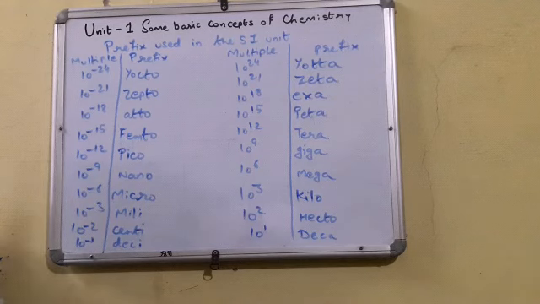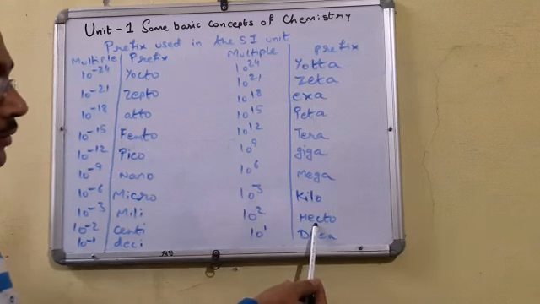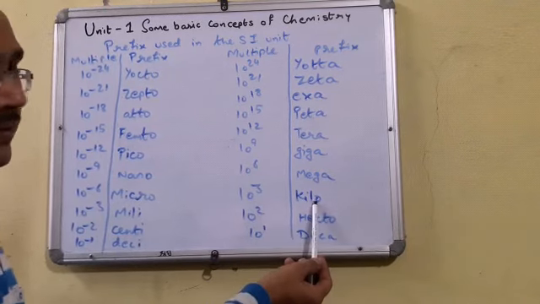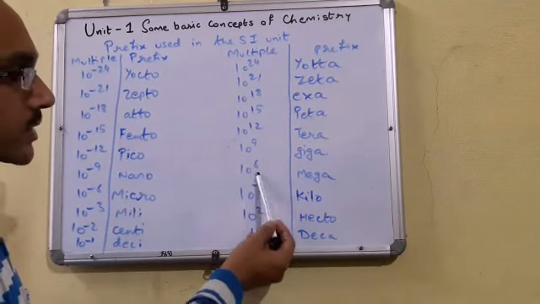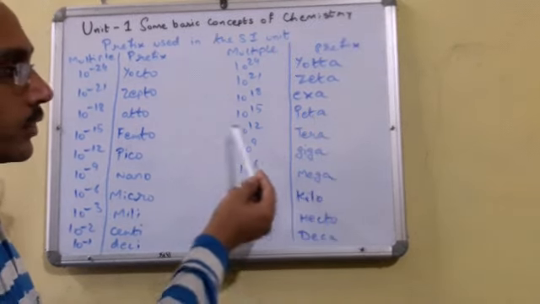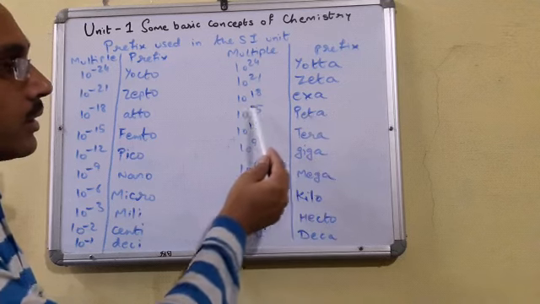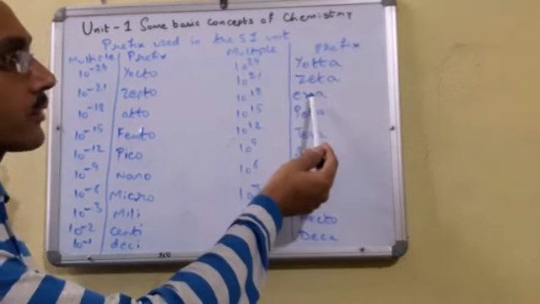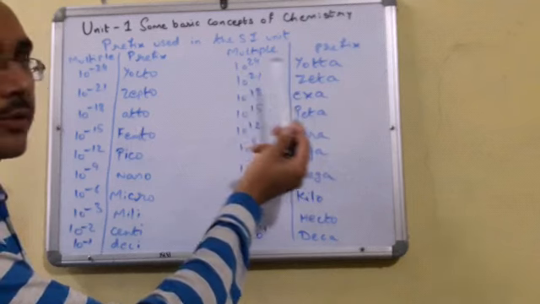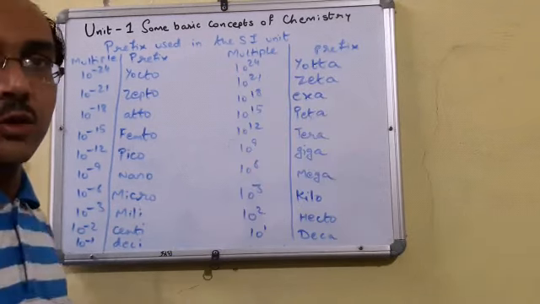Now students, see the different prefixes that we use in SI units. For 10 to the power 1 we use the prefix deca. For 10 to the power 2 we use hecto. For 10 to the power 3 we use kilo. For 10 to the power 6 we use mega. For 10 to the power 9 we use giga. For 10 to the power 12 we use tera. For 10 to the power 15 we use peta. For 10 to the power 18 we use exa. For 10 to the power 21 we use zeta. And for 10 to the power 24 we use yota.